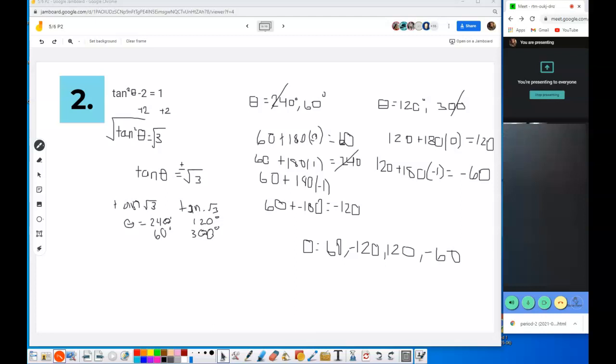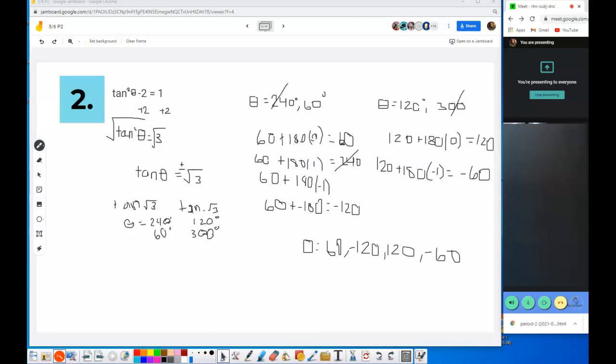Okay, so what we're first going to do is we're going to try to get tangent alone. So we move the 2 over by adding it to the other side, and we get 3 on that side. So to get rid of the square on the tangent, we have to square root both sides. So we get tangent theta equals the square root of 3. So looking at the unit circle, we see that the two angles that equal the square root of 3 for tangent are 60 and 240. So our two general solutions are 60 plus 180n, because this is tangent, so 180 is a full period, and our next one would be 120 plus 180n.